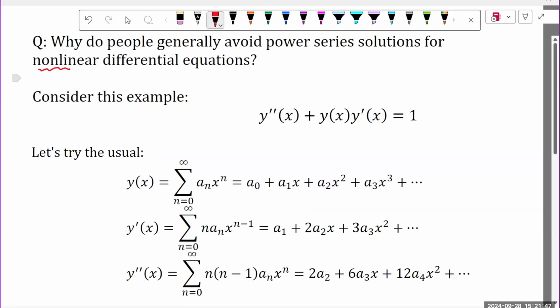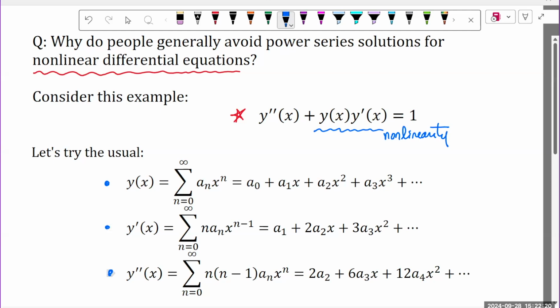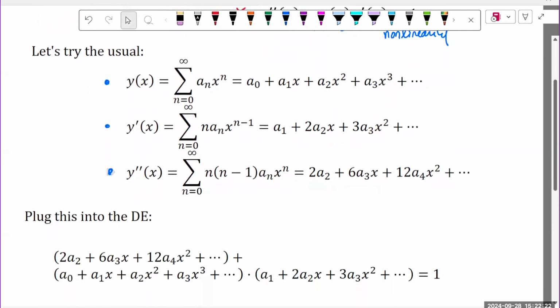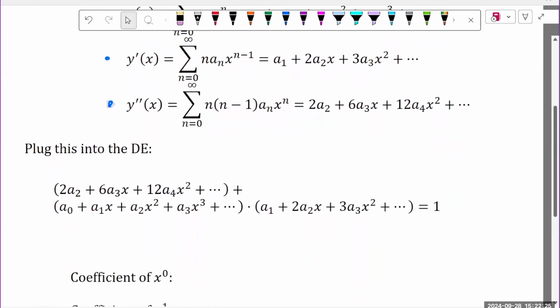Remember, I mentioned earlier that it's really important that the differential equations we work with are going to be linear. Why? Here's an example of how it's not useful to use power series solutions if you happen to have a non-linear equation. Can you see here where the non-linearity is in this ODE? It's right here: y times y prime. So let's try the approach we were talking about before. Take y as a power series and its derivative and its second derivative, and let's plug it into the differential equation. Plugging it in gives us something that looks like this.